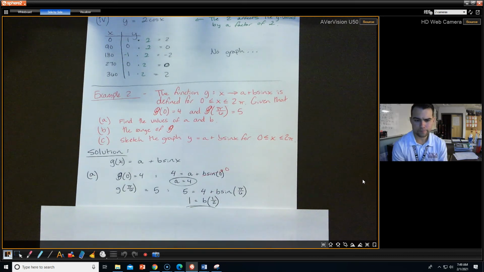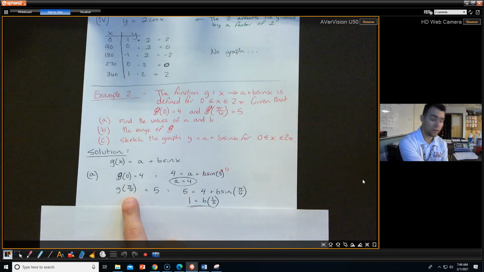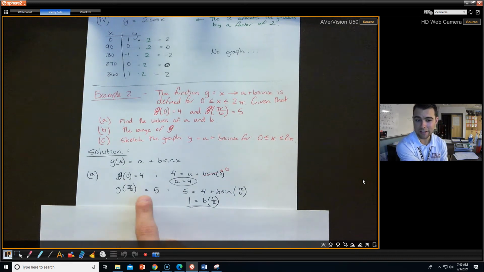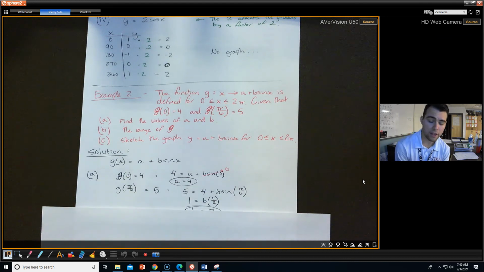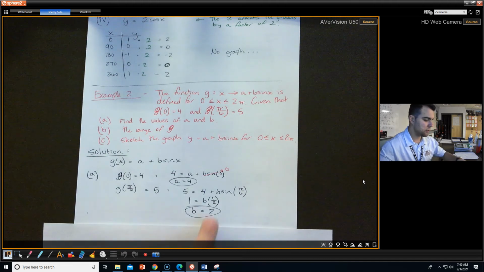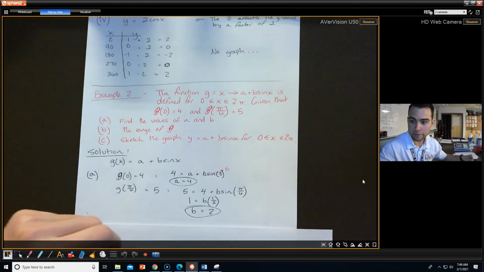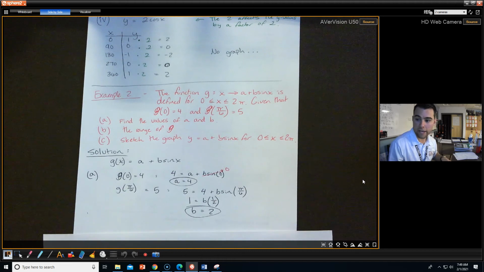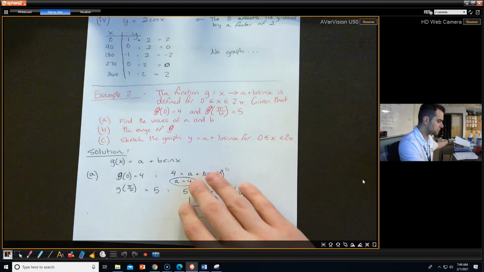Now I know what a is. Plug that in. I now know that if I plug in pi over 6, I get a 5 for my y value. So 5 equals 4 plus b sine of pi over 6. Pi over 6 is also just 30 degrees, and sine of 30 degrees is 1/2. And so to find b, multiply both sides by 2, and you get b equals 2. And there we go. We found a and b.